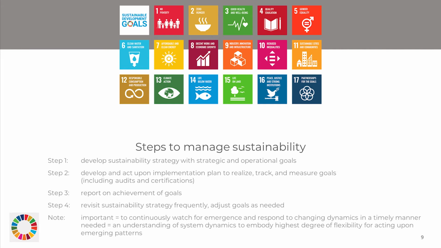Good, so now let's look at how to manage sustainability. The first step would be to develop a sustainability strategy with strategic and operational goals. So that's the planning stage. Step 2 would be then to develop and act upon an implementation plan to realize, track, and measure the goals that we planned for. That includes audits and certifications because they help you make sure that you're going in the right direction. The next step then includes reporting on the achievement of the goals. And another step that continuously goes on is to revisit the sustainability strategy frequently and adjust the goals as needed.